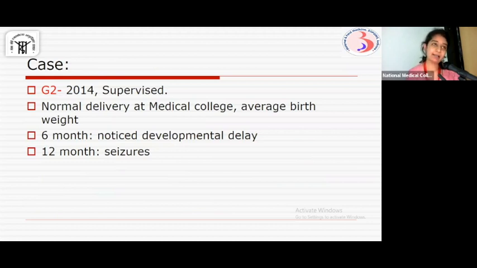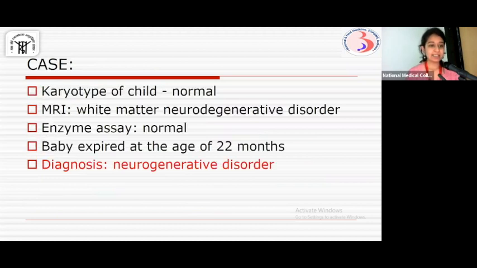The baby was given to the mother without any complications, but at 6 months, it was noticed to have developmental delay, and slowly at 12 months, the baby presented with seizures. This baby was investigated. The karyotype of the child was normal. MRI suggested a white matter neurodegenerative disorder.